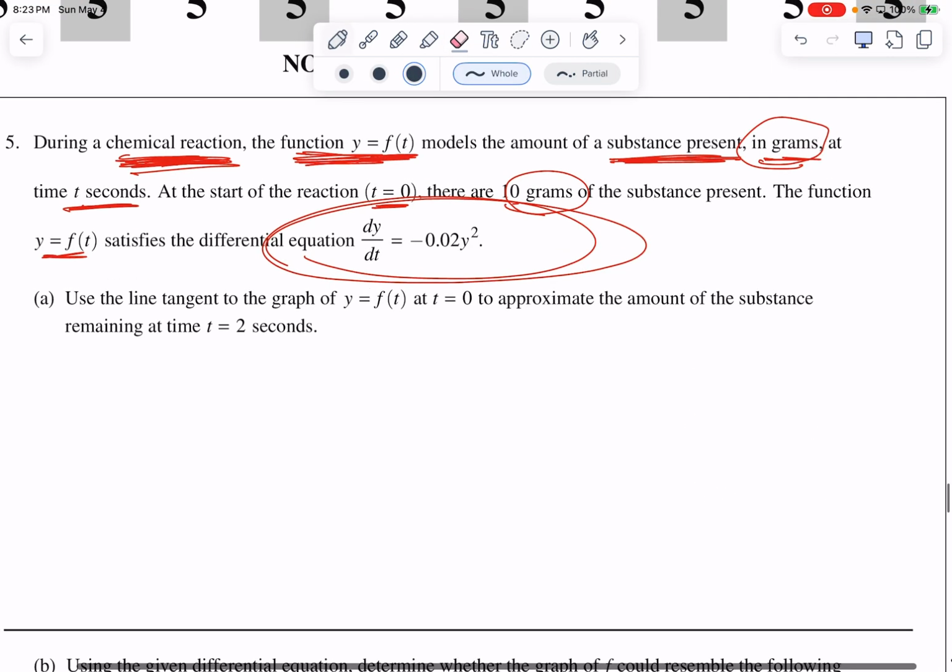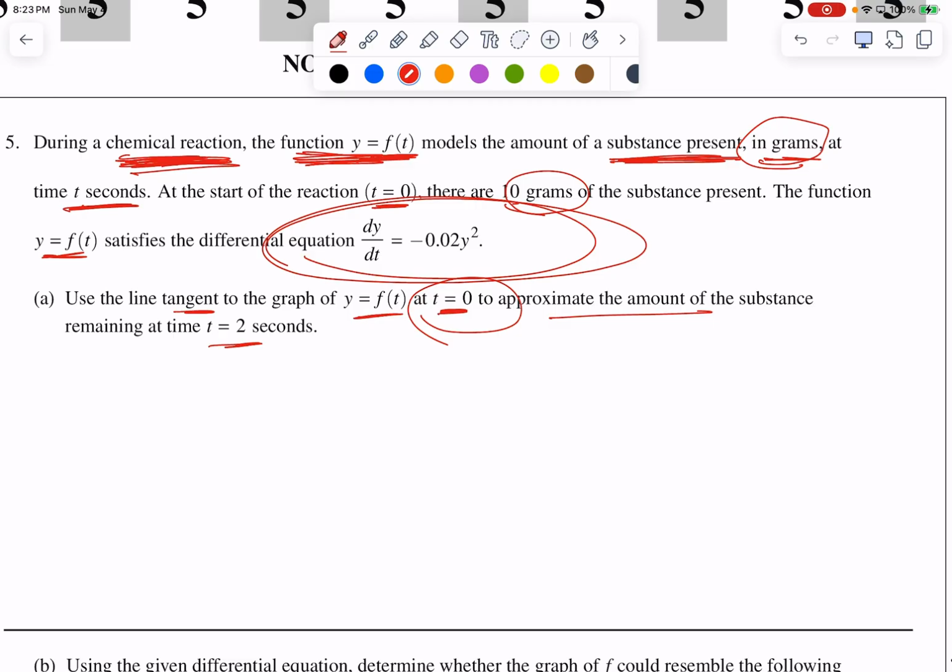All right, so dy dt is equal to negative 0.02 y squared. Part A is worth 2 points, and it's free. Use the tangent line of y equals f of t at t equals 0 to approximate the substance at t equals 2. So we want to use the tangent line. Can you write an equation for a tangent line? First of all, do we have the point at 0? Yes. What is the point at 0? 0, 10.